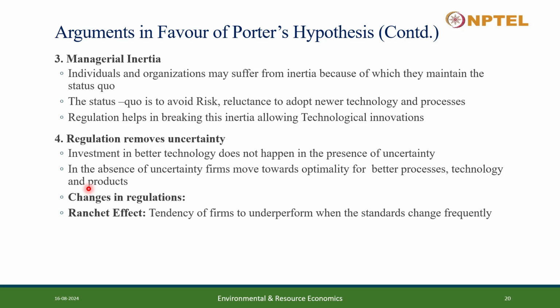So frequent change in regulation will lead to a tendency of the firm to underperform, because the firm will think that if I follow the regulation right now, then they'll reduce the emission standard again to a further lesser number. So when the regulation is changed again and again, the firm will underperform. However, if there is certainty in the regulation, then the firm will invest in the new technology. That is what it is trying to say. Is there any question?